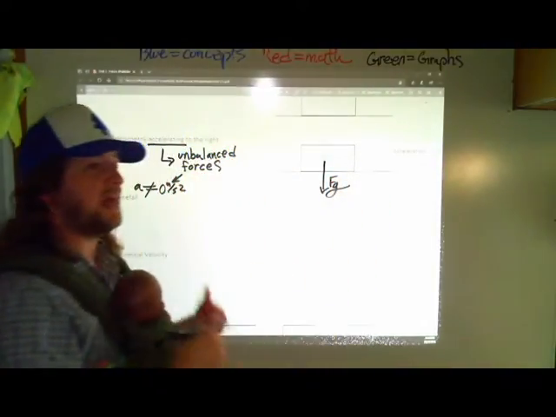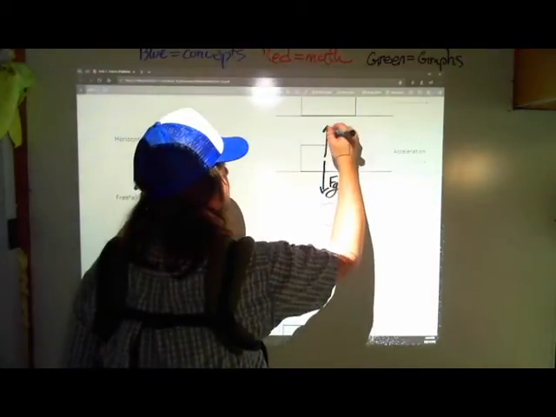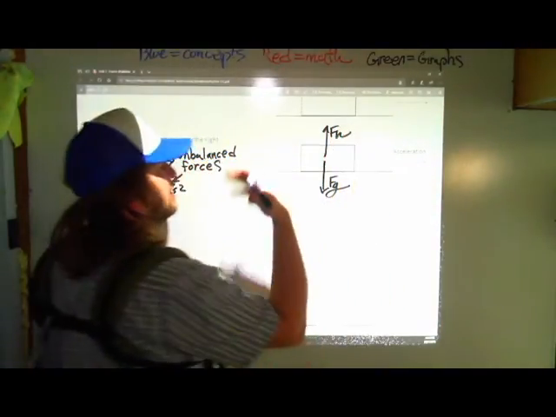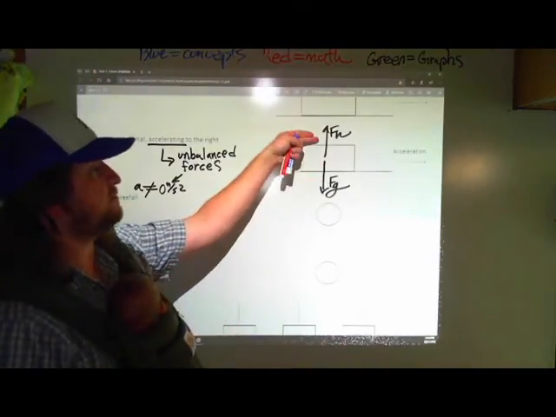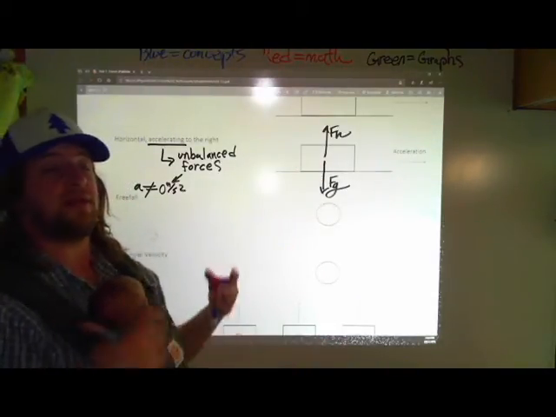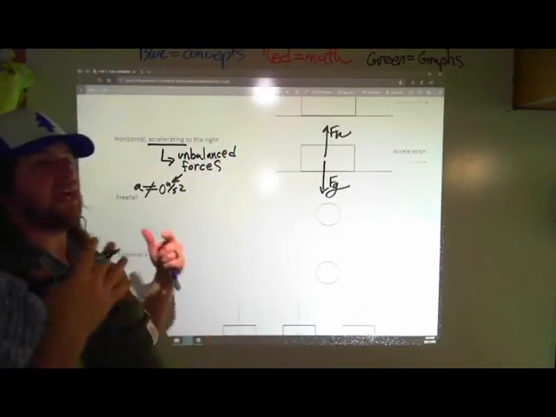Now, depending on which physics teacher you have, you may or may not need to draw that on every one of your diagrams. If you have Mr. Trago, you're going to have to draw FG and FN on every one of your diagrams because they are there, unless it's a falling object. Right? FG and FN are paired up on horizontal surfaces or anytime an object's sitting on a surface.